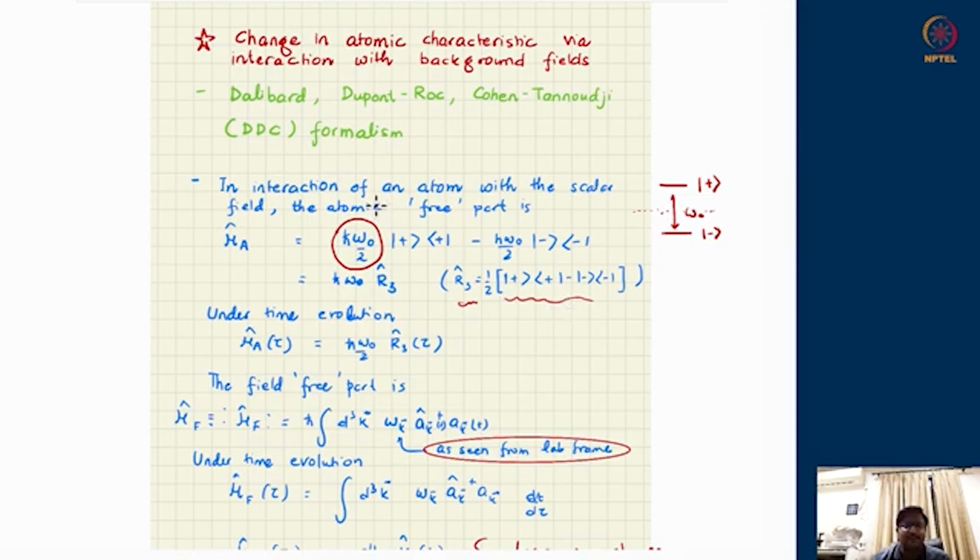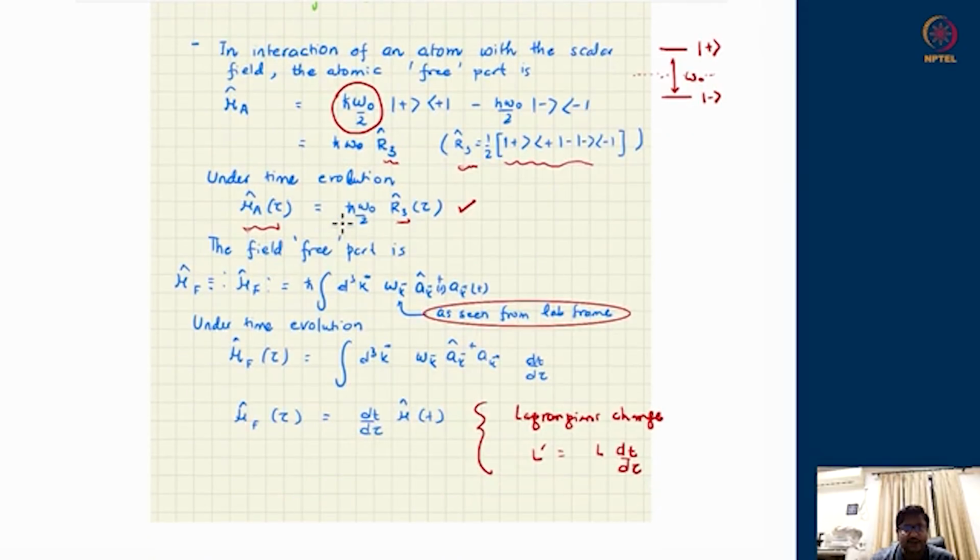Now, under time evolution, this Hamiltonian will undergo a time evolution such that R3 will change in time. So how would I compute the total time evolution of this H_A? I will take its commutator with the total Hamiltonian, and whenever R3's commutator with the total Hamiltonian arrives, I will call this R3 of tau. So this is the total time evolution of the free part of the atom.